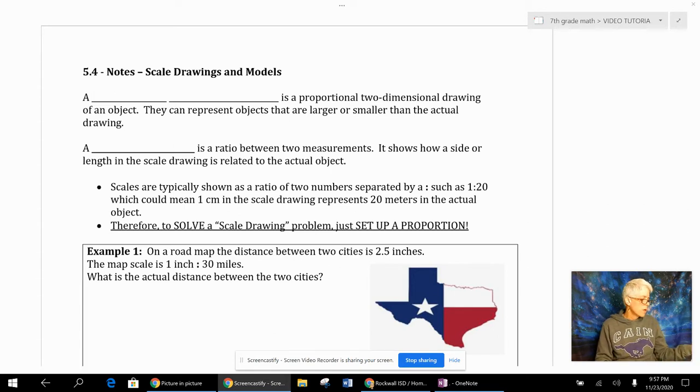Now, I want to show you something cool. I'm pretty old. Back in my day when we would take family vacations, we would have to open up this map. It would fold up and we'd have to open up this big, huge map to figure out the distance and where we are going.